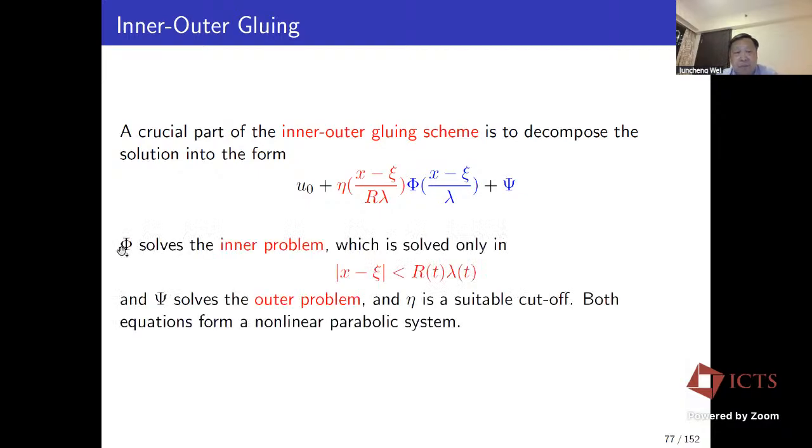Okay? So phi solves the inner problem. And so we only solve this problem in |x - ψ| less than r. This r is a function of t. Okay? R is a function of t, times lambda t. So we solve in this r times lambda t, where r is actually large.